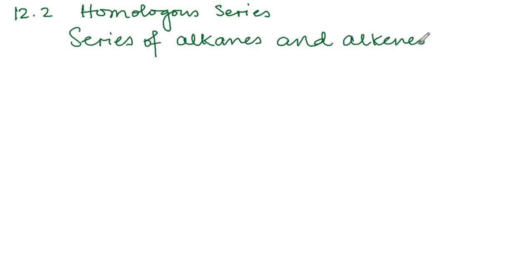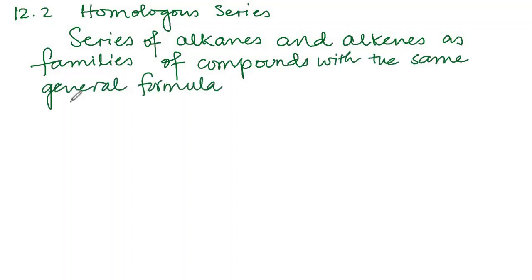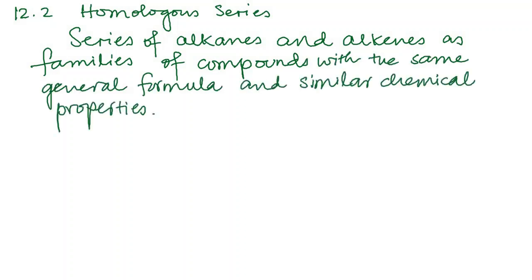Next section of the topic is 12.2. 12.2 is about homologous series. Homologous series can be defined as the series of alkanes and alkenes as families of compounds with the same general formula and similar chemical properties. So in this definition, there are certain sections which are of prime importance. You have to focus on them.